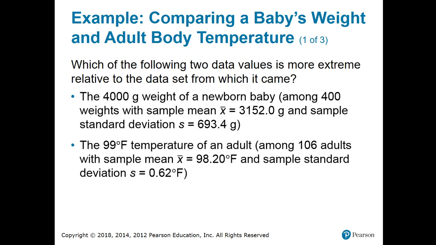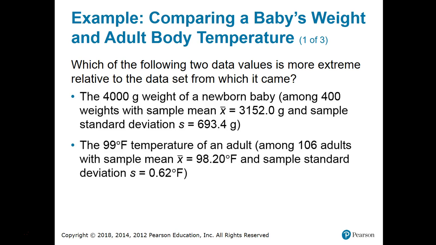Well, let's take a look at this: comparing a baby's weight and an adult's body temperature. A 4,000 gram weight on a newborn baby. I do not like grams for weight. Pounds are weight, not grams. They are mass, but whatever. It's okay, I can take that. A 4,000 gram weight of a newborn baby among 400 weights, with a sample mean of 3152 and a sample standard deviation of 693.4. Certainly looks like less than 2 standard deviations, so I think we're good there.